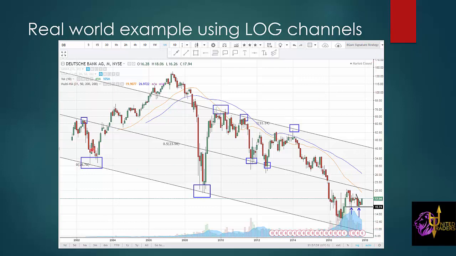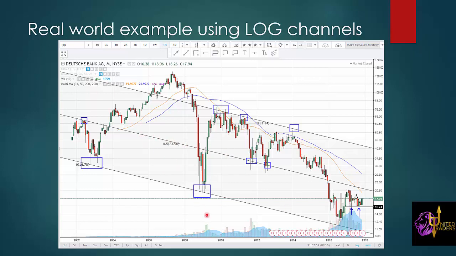Notice if I draw a channel from this point to this point, clearly we have a point of contact, point of contact, point of contact, point of contact, point of contact. This is just a 50% line in between the two. It doesn't actually mean that much.